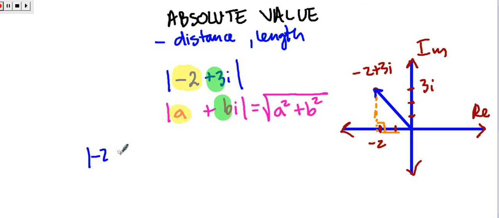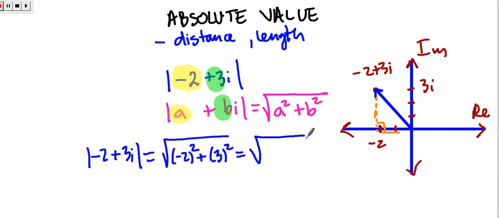So we can say that the absolute value of -2 plus 3i equals the square root of -2 to the power of 2 plus 3 to the power of 2, which equals the square root of, -2 squared is 4, plus 3 squared is 9, so that's the square root of 13, which is about 3.6 something.